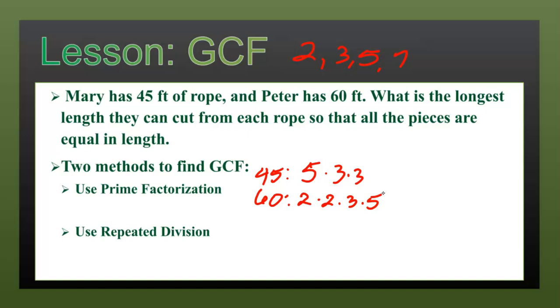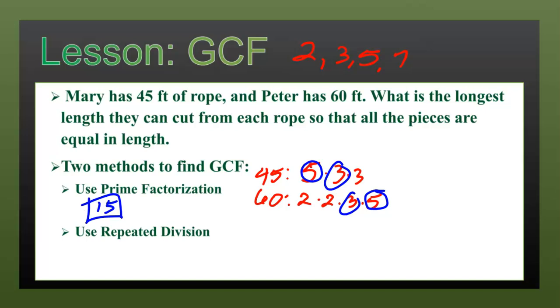Now I want you to look at what we have here. We're going to circle what we have in common. So I see a 5 here in both numbers, so prime number of 5, and then I have a 3 in both of them. So if I multiply those, 5 times 3, the greatest common factor would be 15.